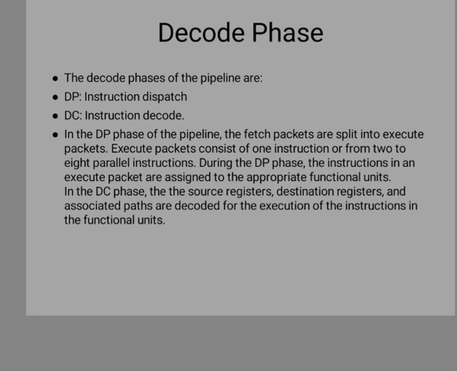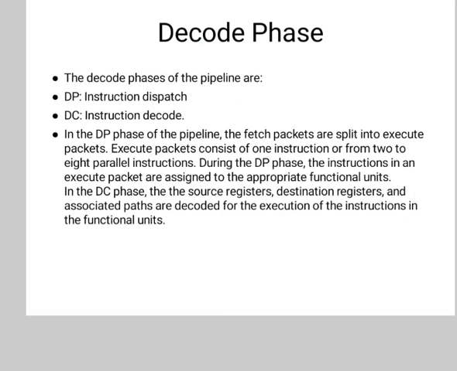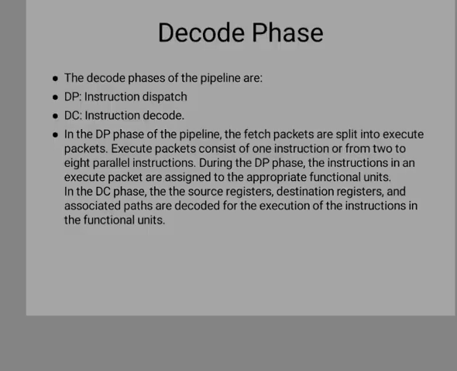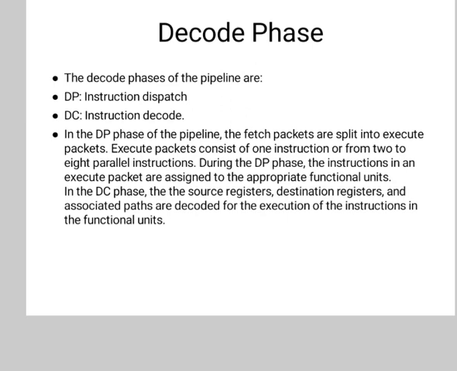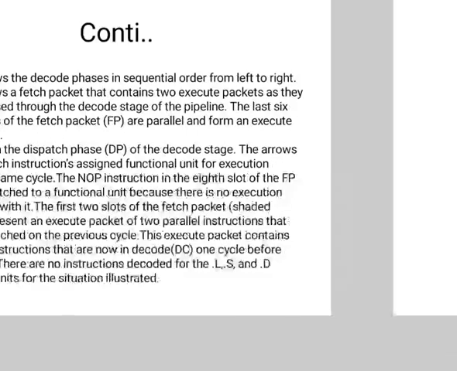In the instruction dispatch phase, that is DP, the instructions in an execute packet are assigned to the appropriate functional units. In the instruction decode phase, that is DC, the source register, destination register and associated data path are decoded for the execution of the instruction in the 8 functional units. So this is all about the decode operation or decode phase.